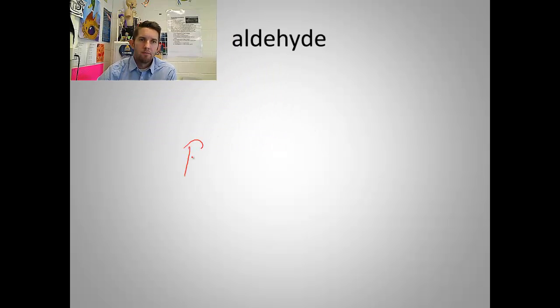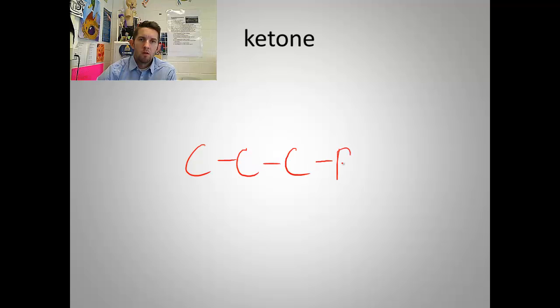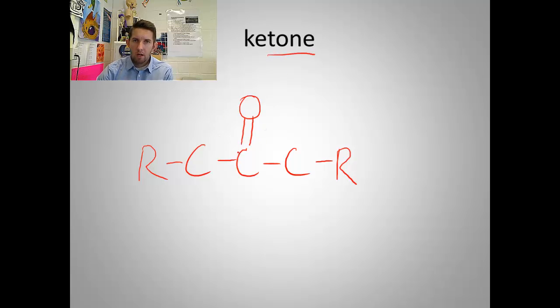An aldehyde. Similar to a carboxyl group. Double bond O. Instead of this being OH, it's simply an H. Here's your aldehyde. Ketone. Rest of it going this way and this way. Double bonded O off that middle carbon. There's your ketone functional group. Acetone is called acetone because it has a ketone in it.